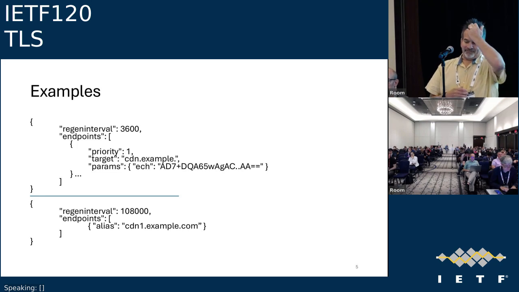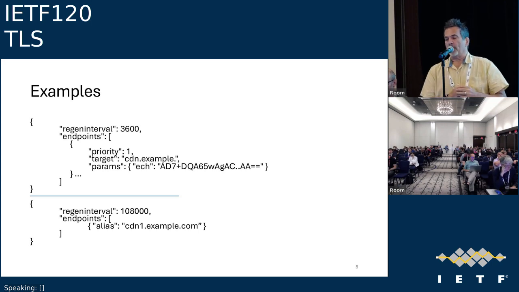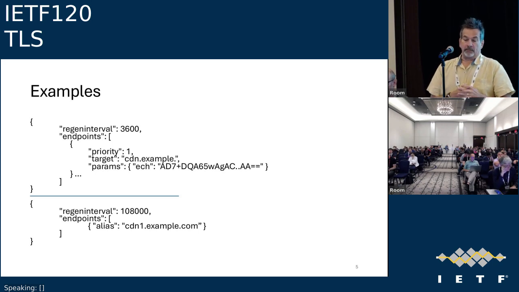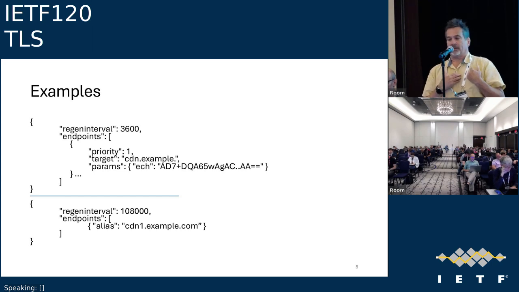The regeneration interval, I forget if it's in minutes or seconds, one hour versus however many, whatever that divides out to. The endpoints is an array of objects. The priority, so you can have multiple ones and say, well, first go here to this CDN or this front end, or then maybe try that CDN. I know what the priorities that I would use if we were among CDNs, but you may have your own choices. The key thing is the params field.